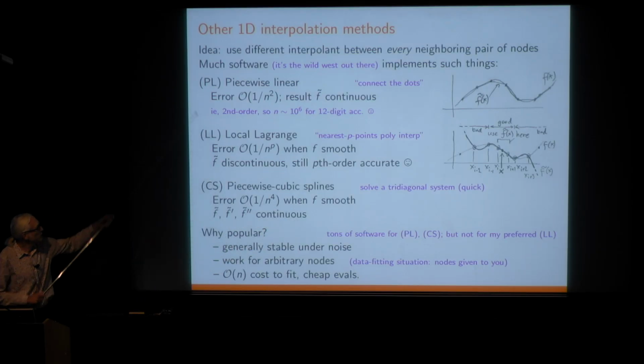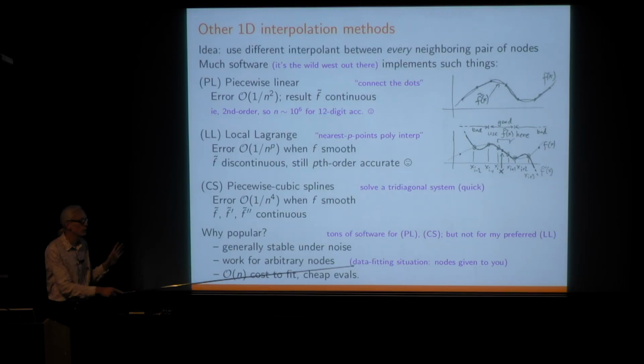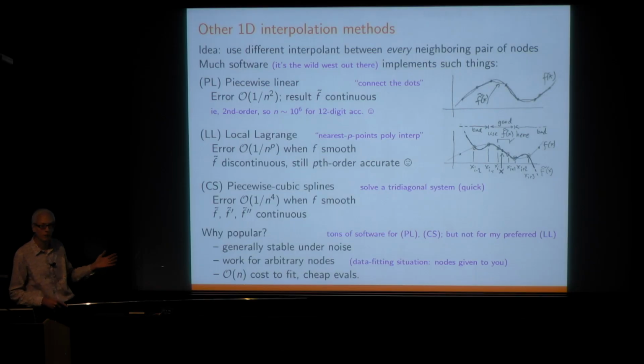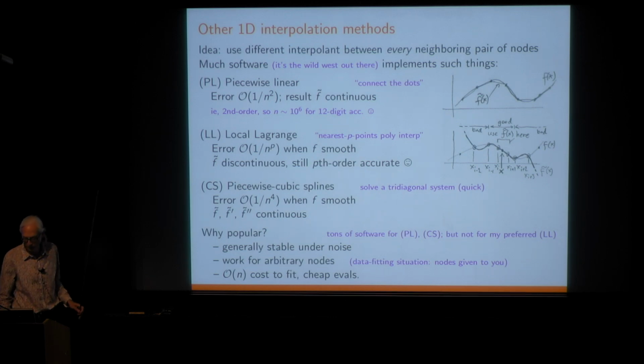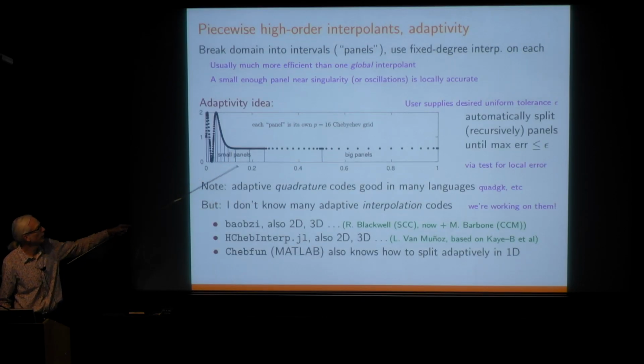Why is doing things this way, using intervals between nodes, popular? It's generally stable under noise compared to some of what we just did. It works for arbitrary nodes. Remember, in the data fitting situation, the nodes are thrown to you, and you have to deal with whatever they are. And everything is O(N), so it's cheap. So I think that's why those are popular. But again, they are distinct from this adaptive high-order idea.